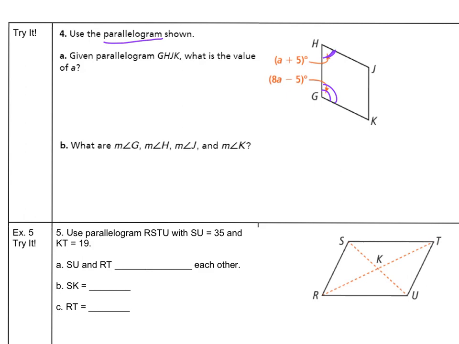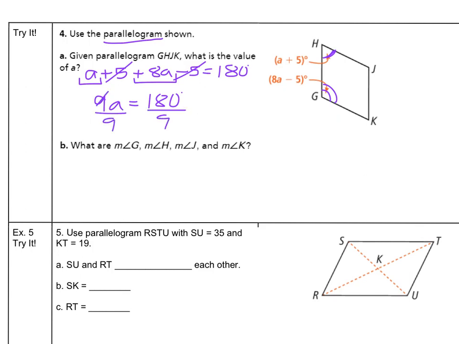That would allow us to write this equation, A plus 5 plus 8A minus 5, and we can set that equal to 180 degrees. Now, when we combine like terms, 8A plus A is 9A, and the two 5s would cancel out. Positive 5 minus 5 just cancels out. And then we get 180 still on that right-hand side. To figure out the value of A, we'll divide both sides by 9. 180 divided by 9 is 20.